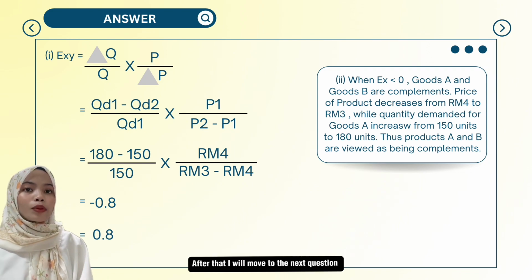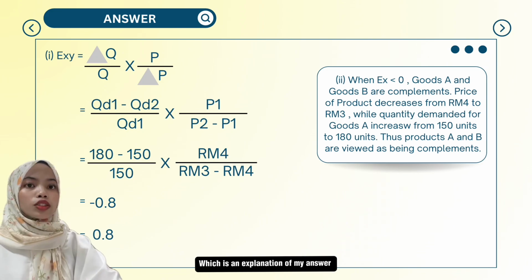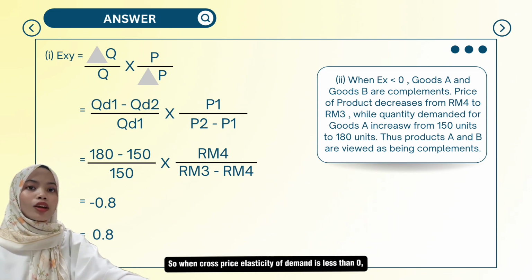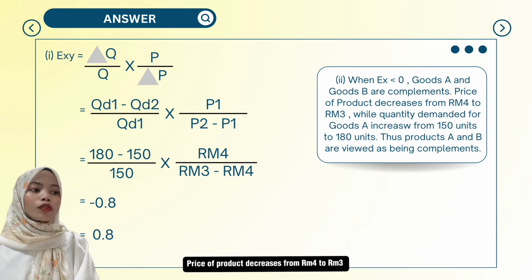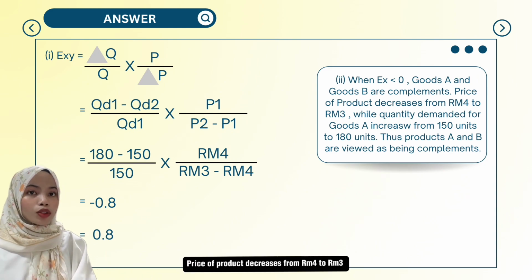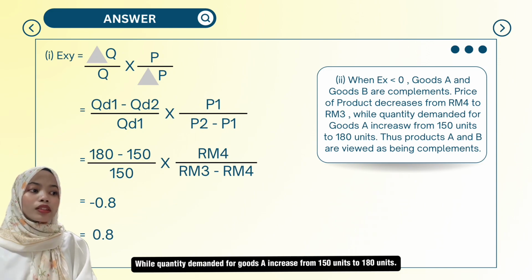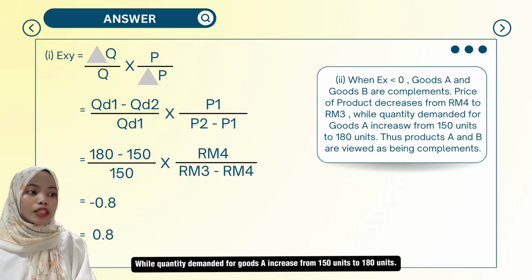After that, I will move to the next question, which is an explanation of my answer. So, when the cross price elasticity of demand is less than 0, goods A and B are complements. The price of product B decreases from RM4 to RM3, while the quantity demanded for good A increases from 150 units to 180 units.